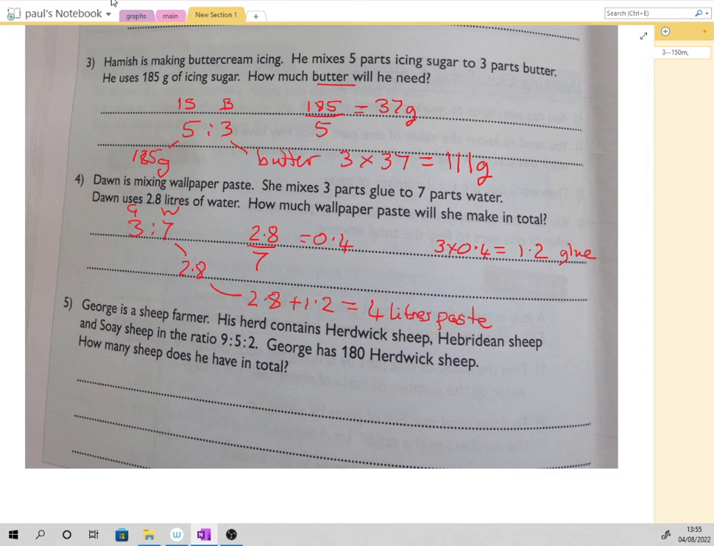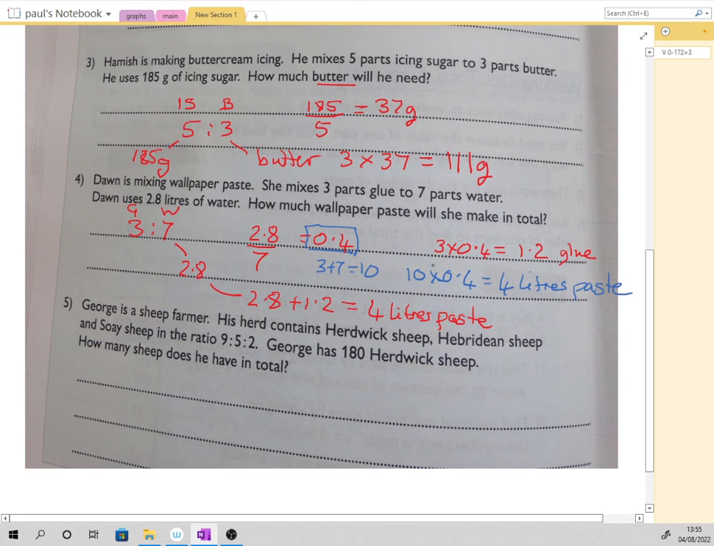Now there is another way that we could do this. We've worked out that each one is 0.4, and we've got 10 of them altogether. So we can go 3 plus 7 equals 10. So the 10 parts of the ratio, we can go 10 times 0.4, which equals 4 litres of paste again. So you can do it 2 ways. You can find both of them and add them together, or you can find one of them and multiply by the number of ratio parts you have altogether.